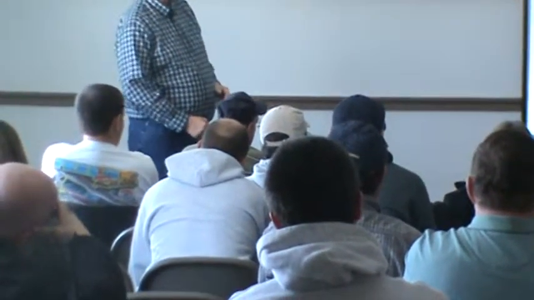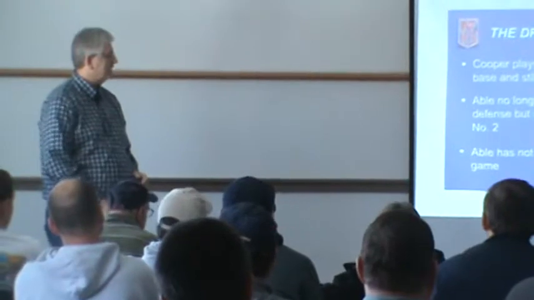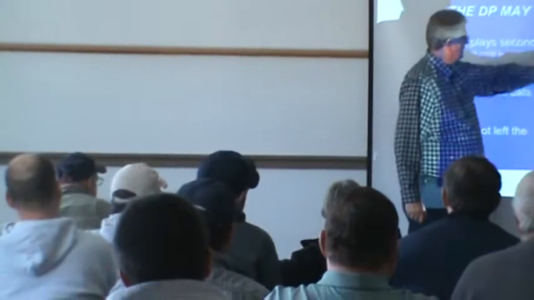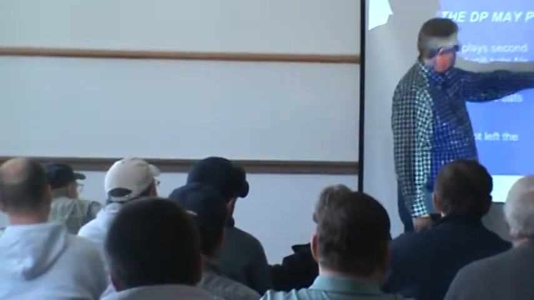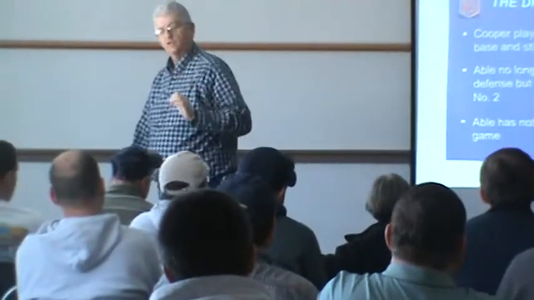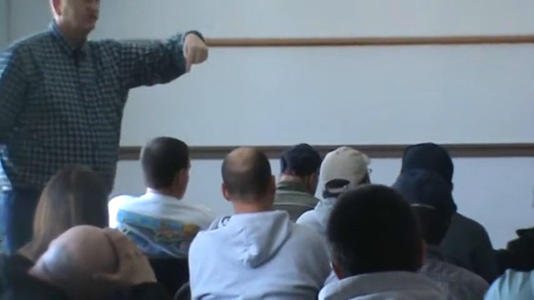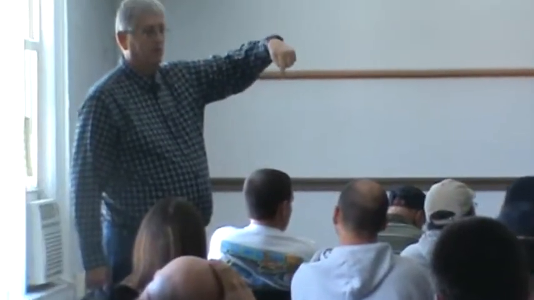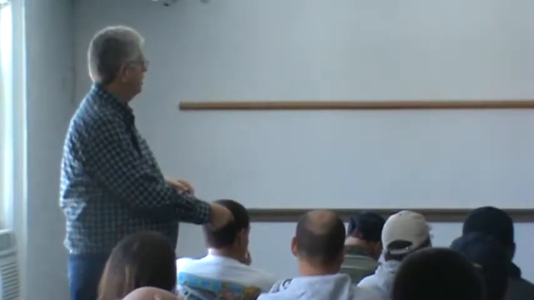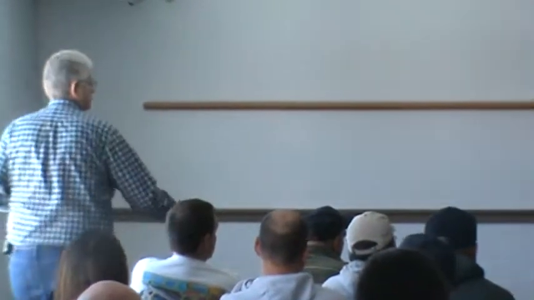The DP may also play defense in any position. If the DP plays defense for a player other than the flex, that player still bats and has not left the game. So in this example, Cooper, who is the DP, is going to go in and play second base. And Abel, okay, is still in the game because she's still in the game offensively, but she's not playing defense. The story I told you a few minutes ago, that's what caused the problem. When that happened, that umpire couldn't get it out of his head that Abel, she's just batting. And basically, this is a defensive change.